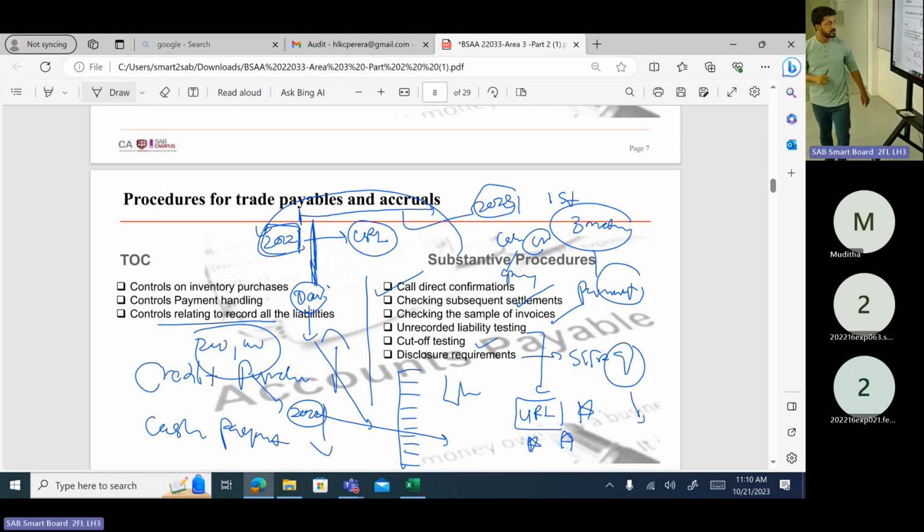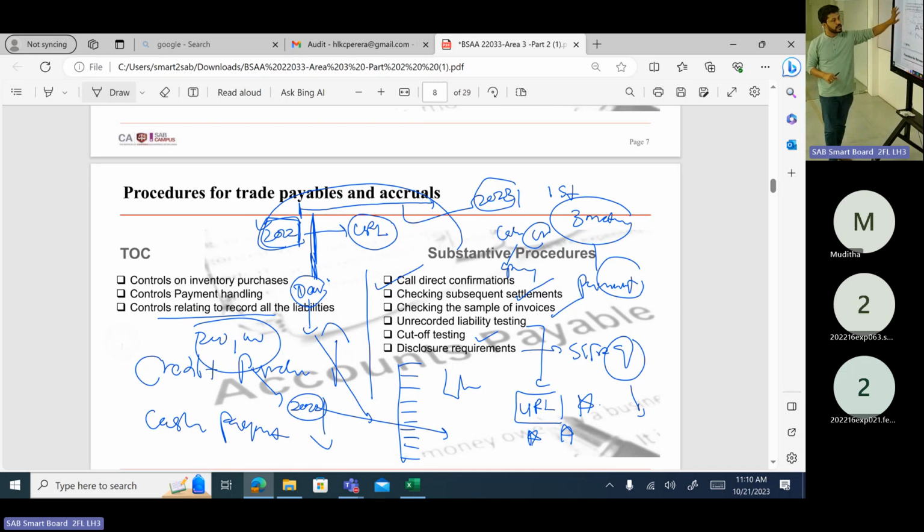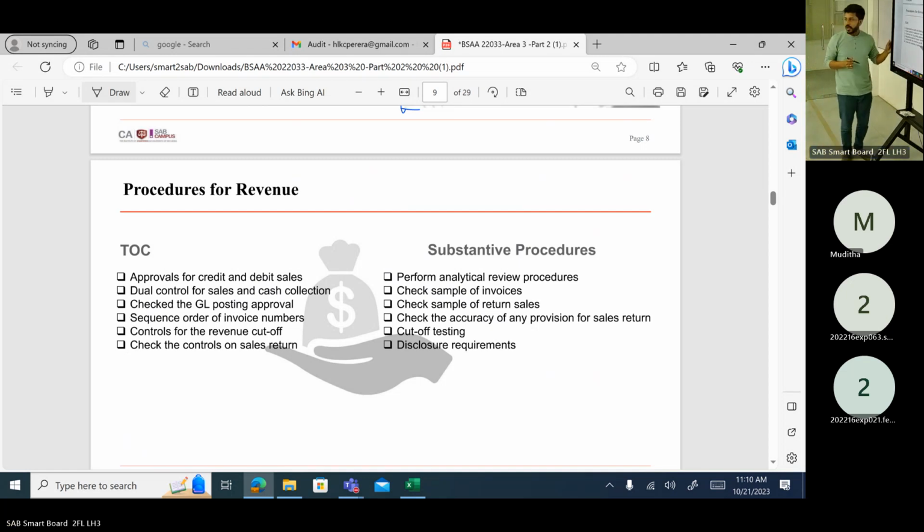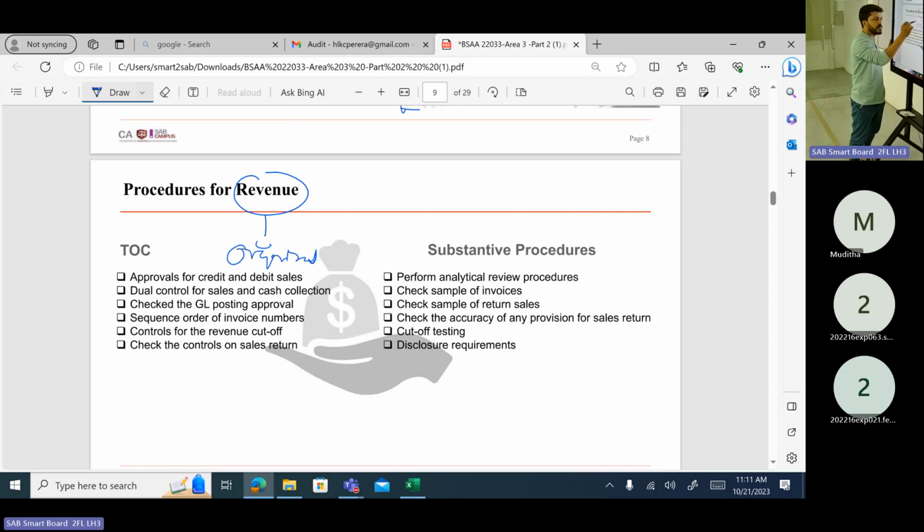That's starting another key balance. Procedure for revenue. Revenue is the common balance, whatever the organization. Revenue, but the composition may be very different. It may vary from organization to organization, right?